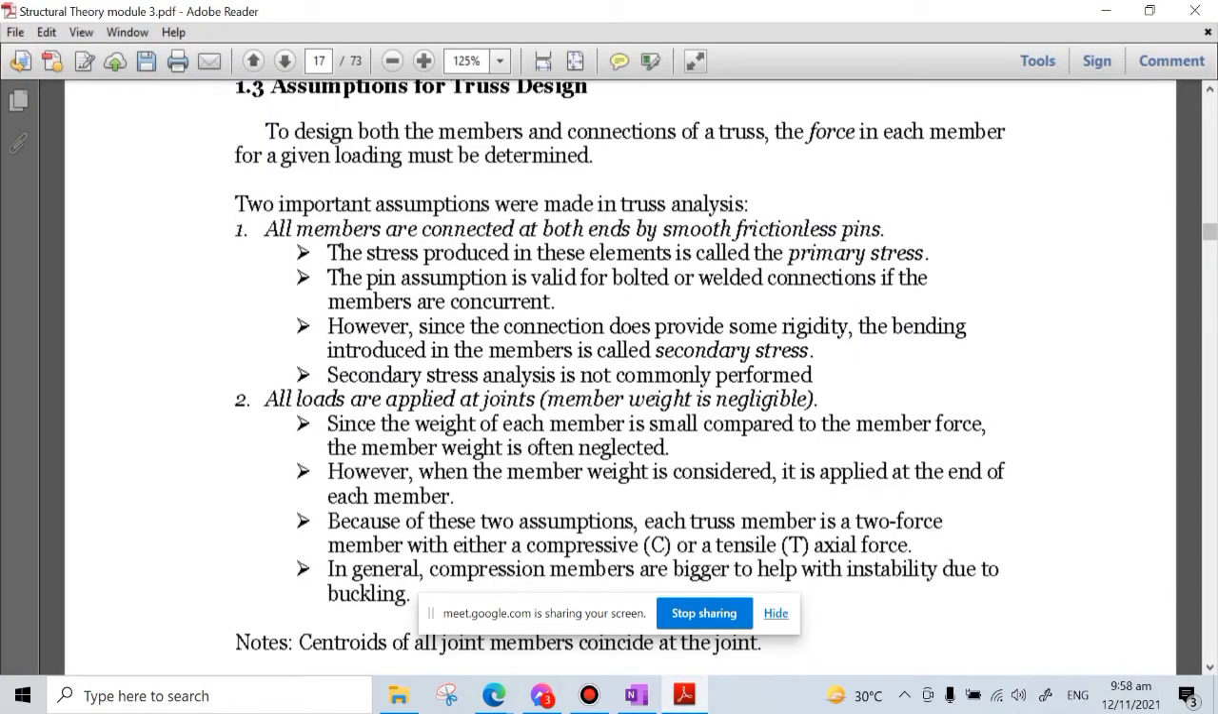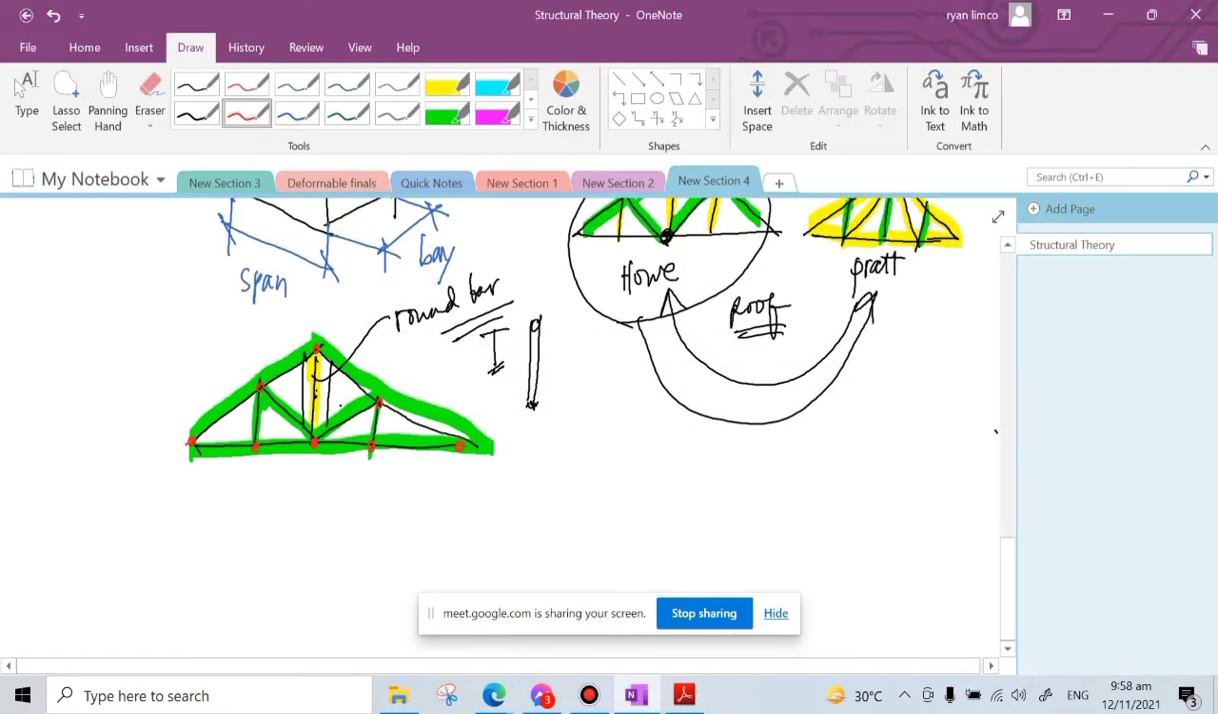The stress produced in these elements are called the primary stress, no? Yung mga primary stress na tinutukoy dito, ito yung halimbawa, kunin natin yung isang member na to. Sa member na yan, we have either a compression or a tensile stress. Etong mga to, yung compressive stress na yan and itong tensile stress na to, sila ay kinukonsider natin as primary stresses, no?